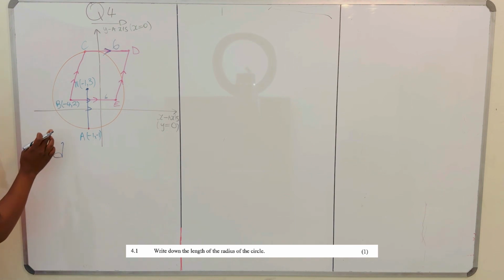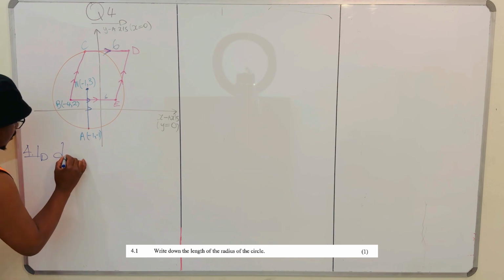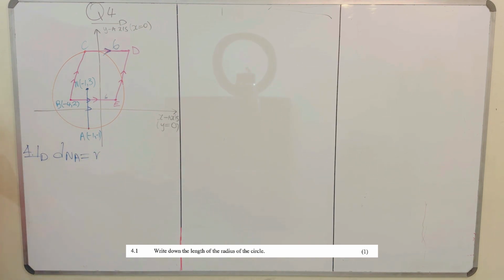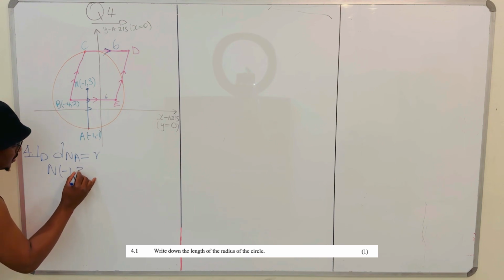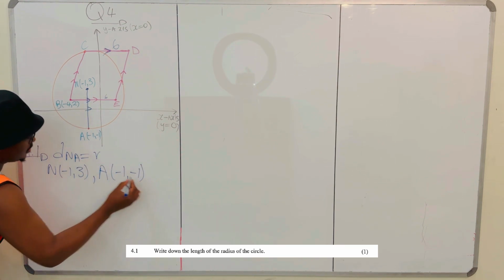The distance of NA from the center to the circumference is equal to your radius. So if you find this distance, you'll be fine. You know your distance formula. Find the coordinates of N: it is (-1, 3). The coordinates of A is (-1, -1).